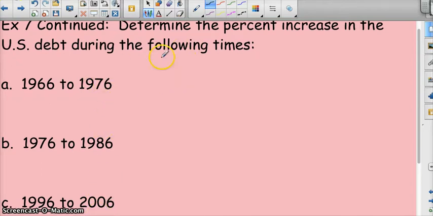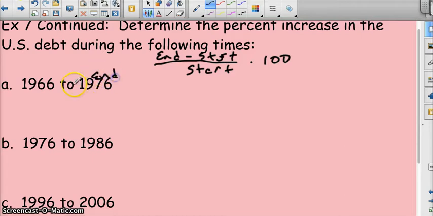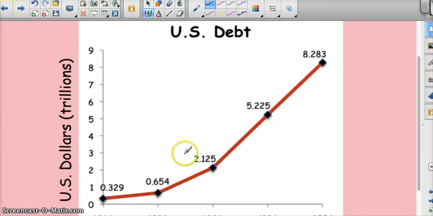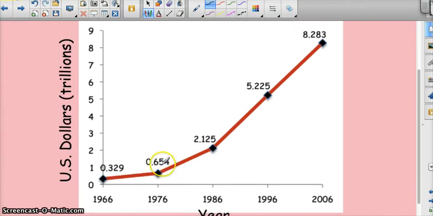So again, the way we do percent increase is always end minus start divided by start times 100. That's what I'm going to do. So 1976 is going to be my ending because that's the later date. 1966 is going to be my start. So I'm going to look back. In 1976 there was 0.654. In 1966 it's 0.329. And understand this is in trillions of dollars. Trillions, a lot of money.